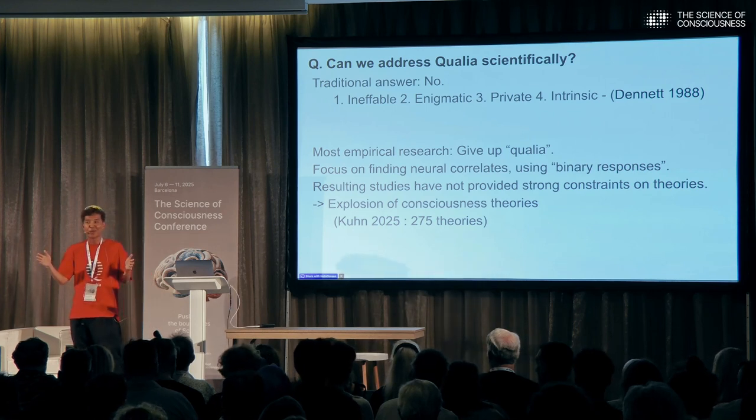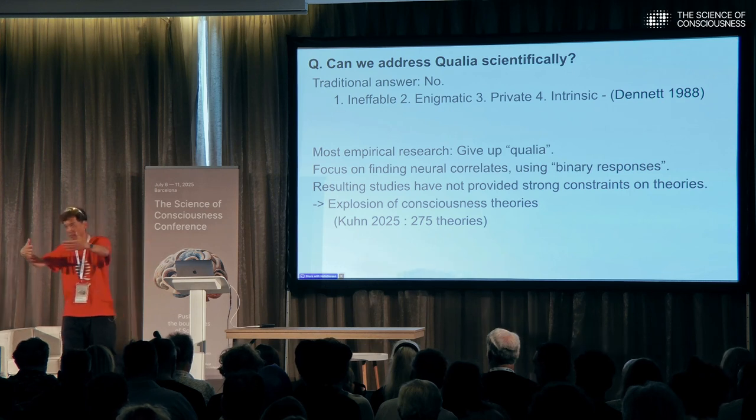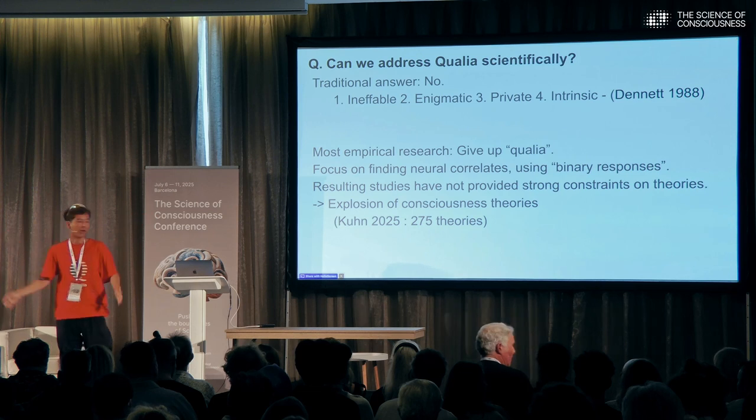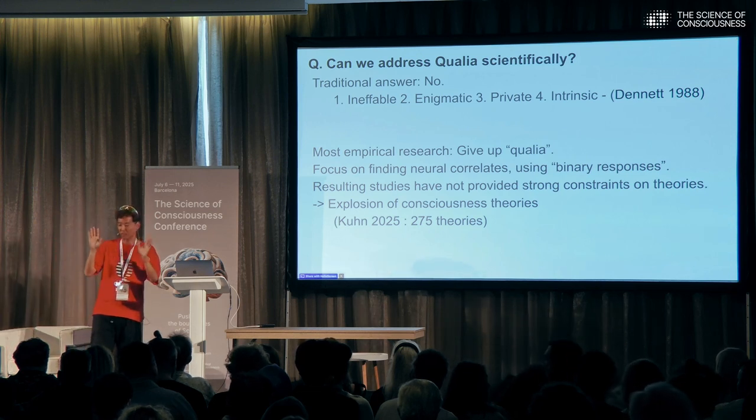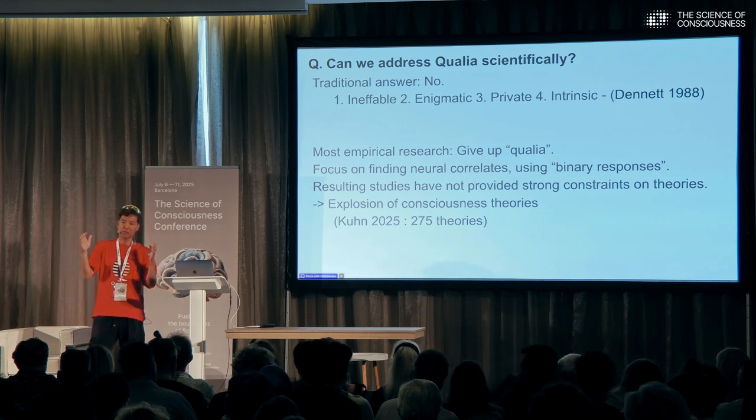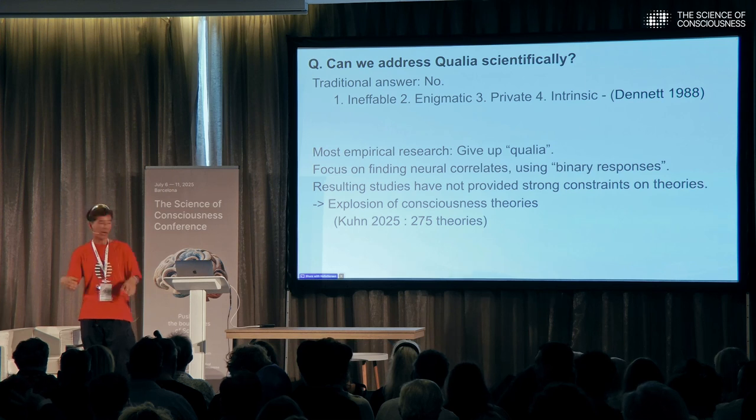Then why does that empirical data not constrain theories, but proliferate them? One of the culprits, and this is just my speculation, is that much of the consciousness-related data is not strong enough to constrain the theories.